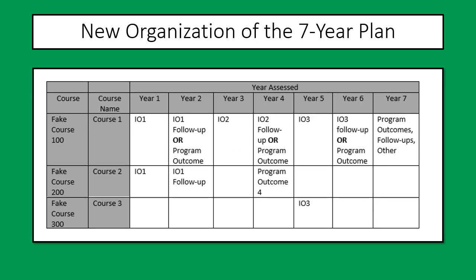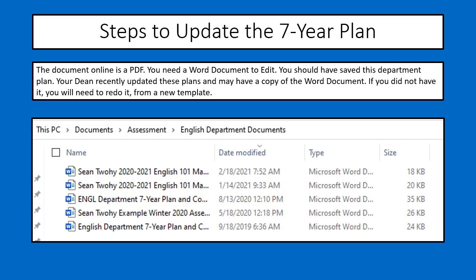The new organization of the 7-year plan will go sort of like this. Year 1, you'll focus on institutional outcome 1. Year 2, you'll follow up on that assessment if you want to, or you'll look at one of your program outcomes. Year 3, you'll look at institutional outcome 2. Year 4, you'll follow up on that assessment, or you'll look at a program outcome or multiple program outcomes. Year 5, you'll look at institutional outcome 3. Year 6, you'll follow up. And then year 7 is kind of a makeup year for any program outcomes or other things that didn't get done.